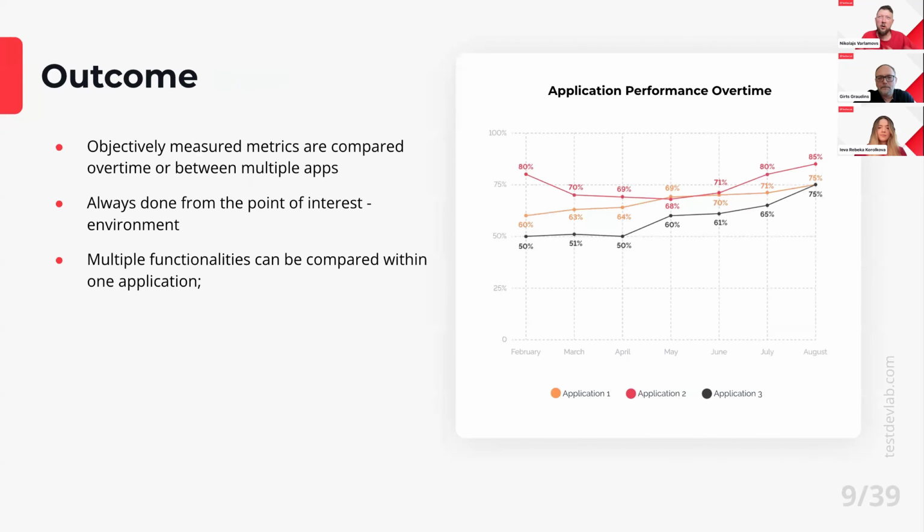And as an outcome, we produce reports that have objective metrics pinpointing application performance. For the widest audiences, so that basically anyone can understand the outcomes, multiple metrics can be combined, such as in this graph on the right, to produce one single score for very easy comparison.